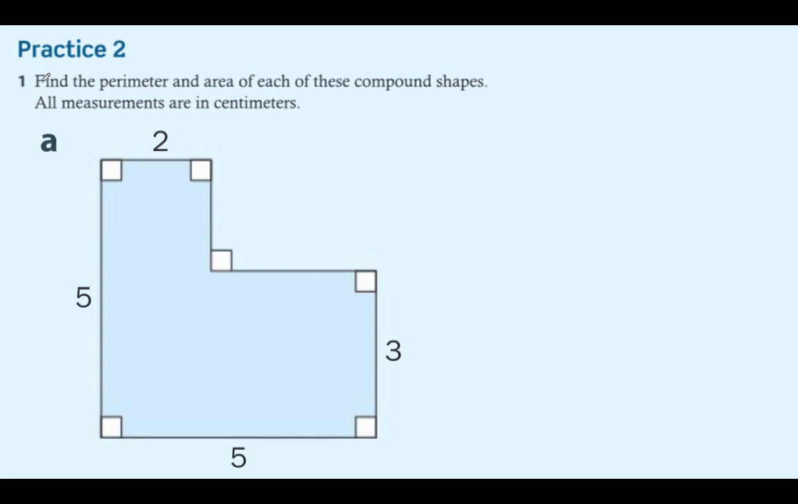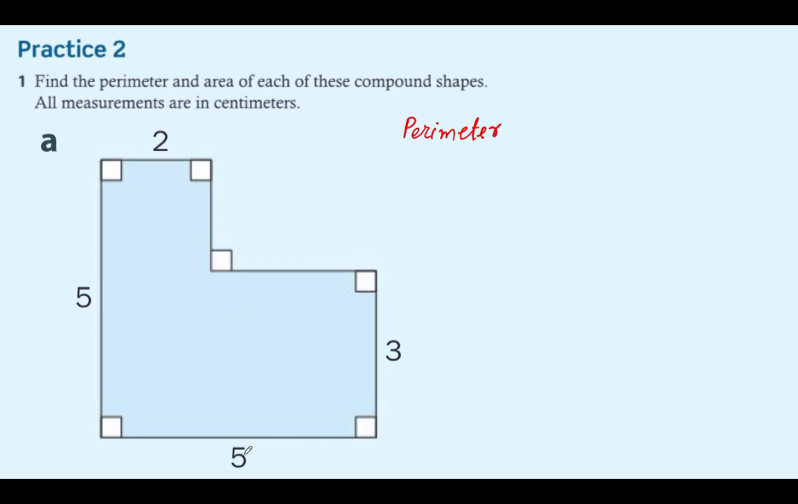So practice 2 question number 1 is find the perimeter and area of each of these compound shapes. So let me clear one thing, that compound shapes are basically those shapes which are made up by adding more than one shape. So you can see this shape is basically a combination of a square and a rectangle. So let's see the dimensions. First of all, we need to find the perimeter. So the perimeter is the sum of length of all boundaries.